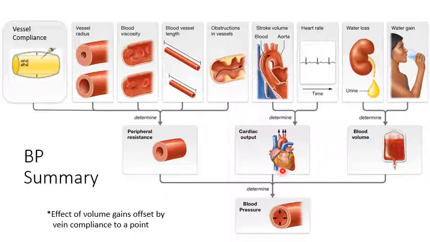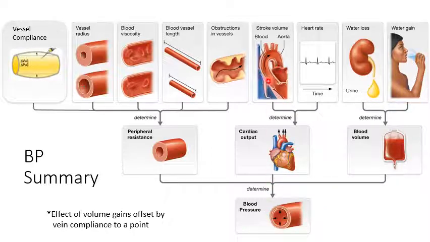Next, you have the cardiac output that also affects blood pressure. The two things that determine cardiac output are the stroke volume and the heart rate. So how many times the heart beats in a minute and how much blood is ejected from the heart with every heartbeat. Those two together determine the cardiac output. When either of those goes up, cardiac output goes up, and when cardiac output goes up, blood pressure goes up.